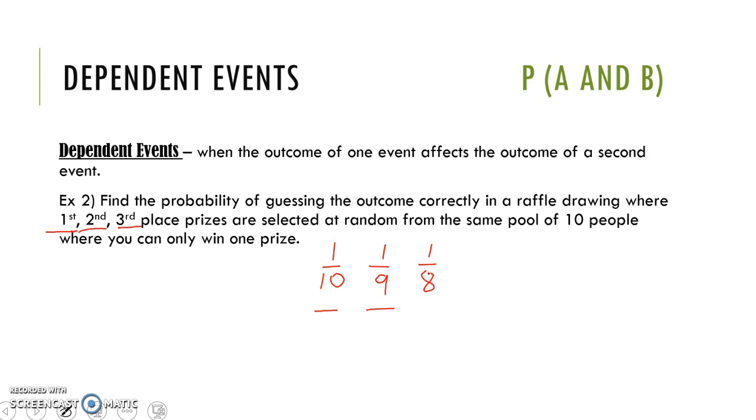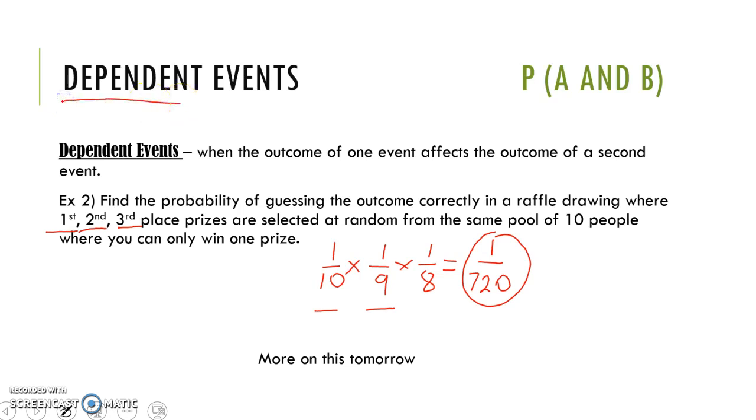And so if I want to find the probability of all of these events happening at the same time, I would simply multiply these together, just like I did with the 1/2 times the 1/2 times the 1/2 in the last video. That's going to be 1 over 720. So the probability of guessing correctly who those 3 people might be, if it was completely random, would be 1 in 720 different outcomes. We're going to talk more about dependent events tomorrow, but know that the formula for independent events and the formula for dependent events is really the same formula. The probability of A and B is simply the probability of A times the probability of B.